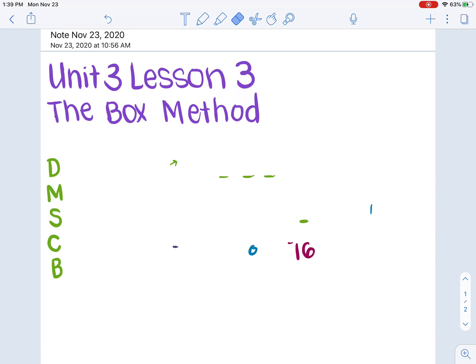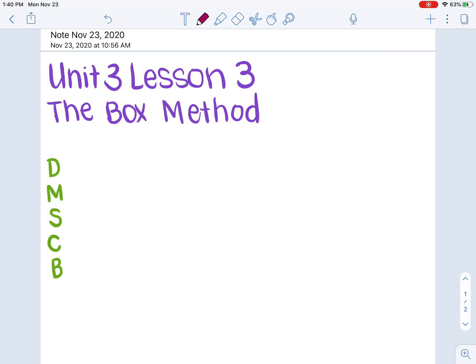Notice how I did the DMSCB. That's helpful for me to remember which steps to do and when to do them. Write that on the side of your notebook now to remind yourself, divide, multiply, subtract, check. In the box method, we bring up instead of down.